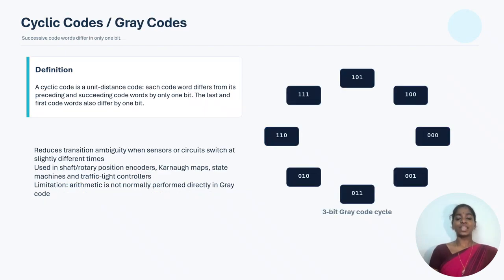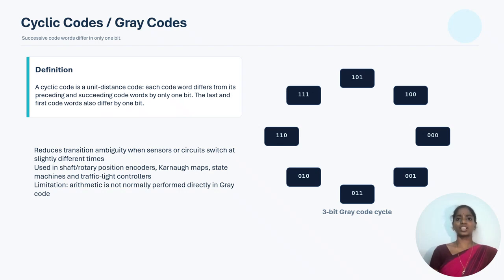Cyclic code. A cyclic code is a binary code in which two successive code words differ in only one bit position. In a complete cyclic sequence, the last code word and the first code word also differ in only one bit. Cyclic codes are also called unit distance codes or Gray codes. Example: 3-bit cyclic Gray code.